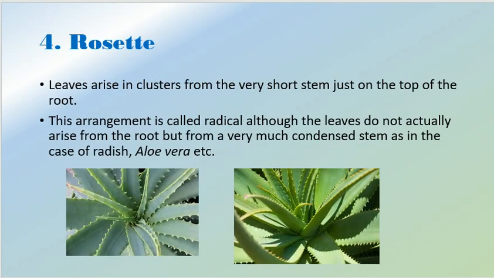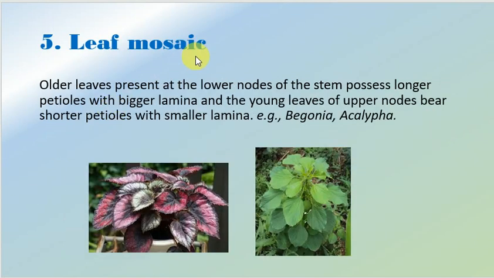The next type is the rosette phyllotaxy. As seen in this image, this is the image of the aloe vera plant. A rosette like form is created due to the cluster formation of the leaves. So leaves arise in a cluster from a very short stem, and this is how a rosette like appearance can be seen. Now the last type, that is the leaf mosaic.